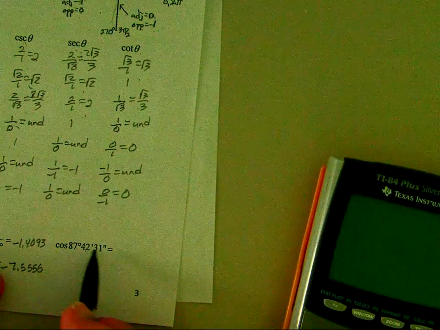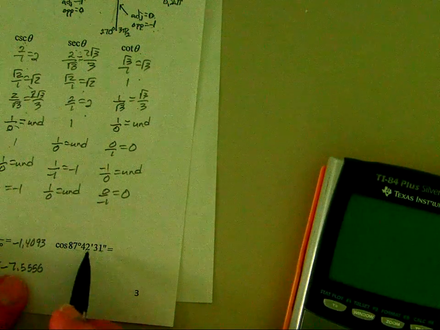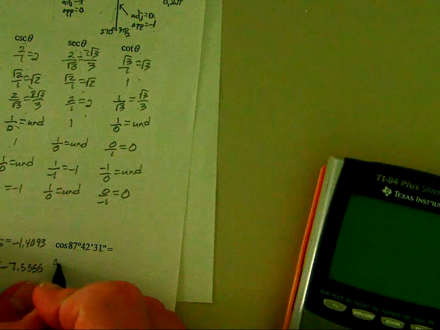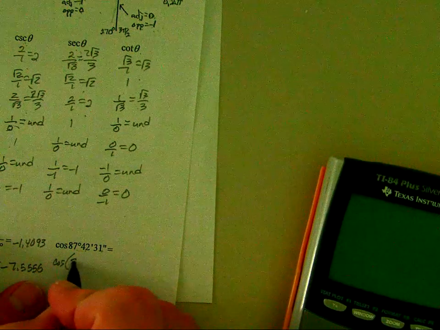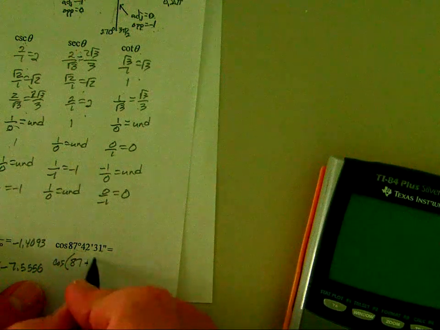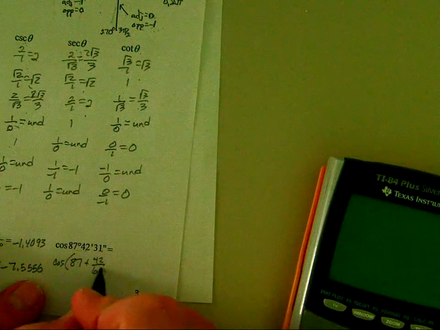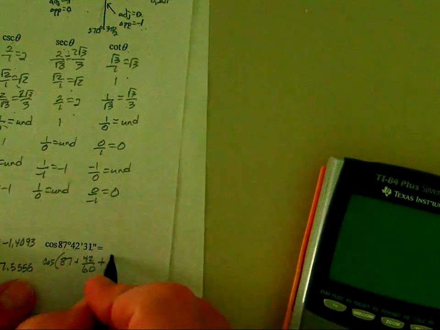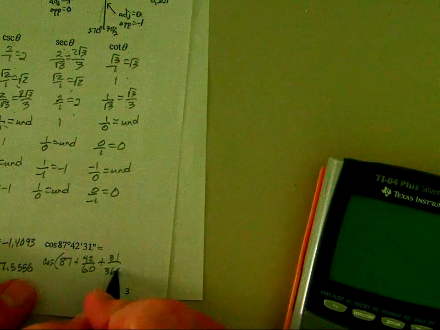One last one, notice this is in degrees, minutes, seconds. We converted that the other day. We're going to do the same thing here. So we're going to be doing the cosine of 87 plus, we take the minutes, 42 divided by 60, plus the seconds, 31 divided by 3600.